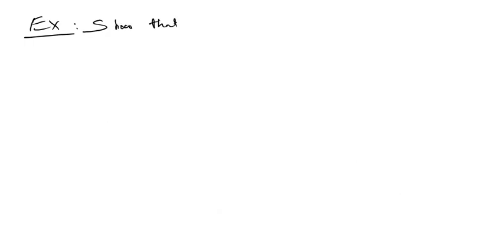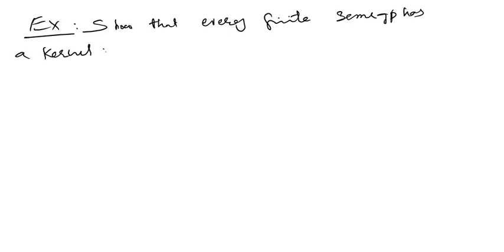Show that every finite semigroup has a kernel. It's very simple. Suppose S is a finite semigroup, and suppose I is an ideal of S, strictly contained in S. Now if I is minimal, then it's the kernel. If I is not minimal, then some subset will exist, say I2, strictly contained here.